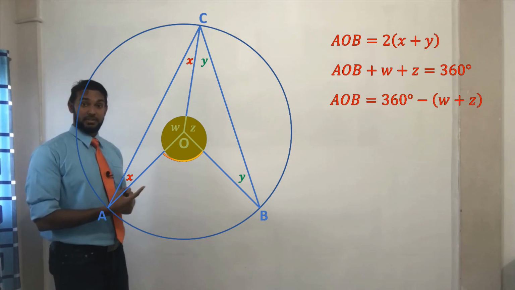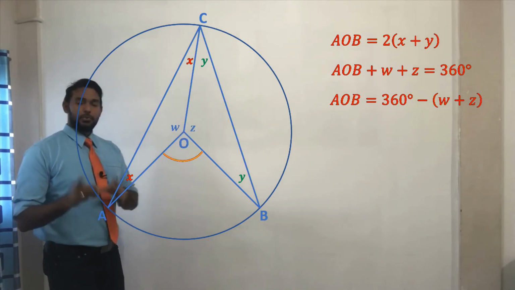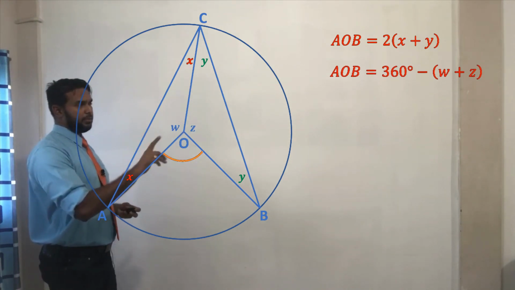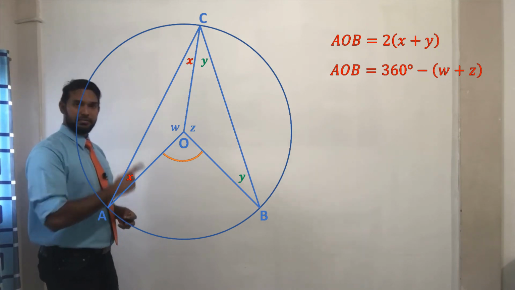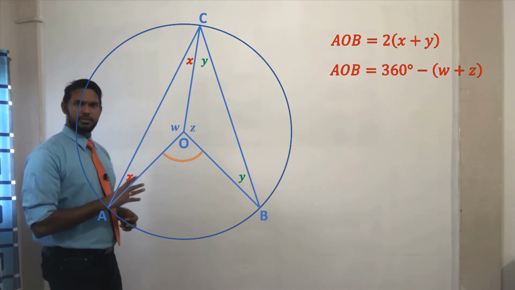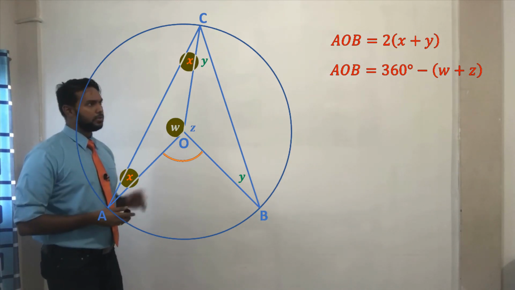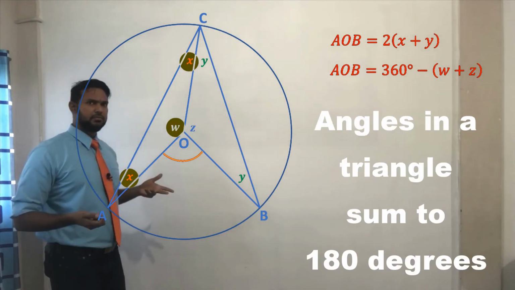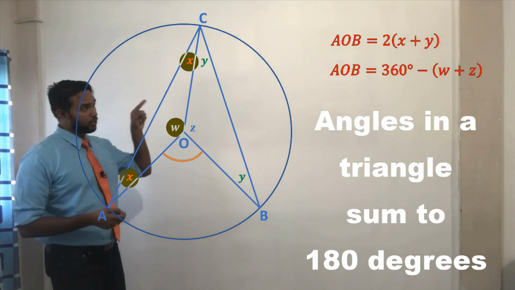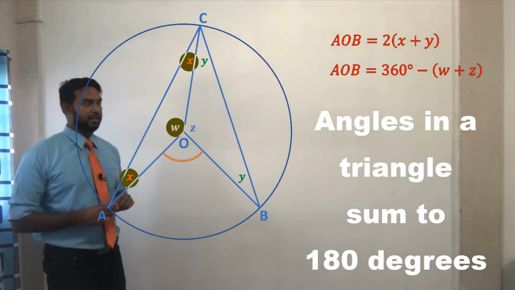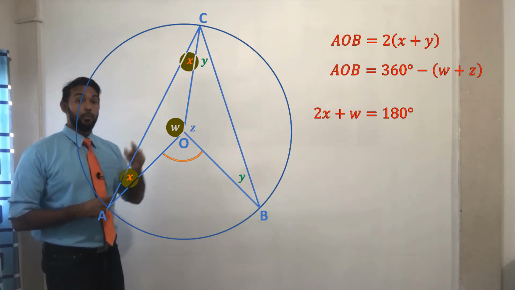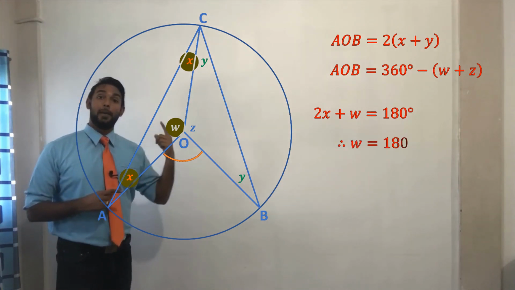Now we need W and Z. All right. So one thing at a time. W is in the triangle on the left-hand side. That's AOC. And we have three angles in that triangle, X, X, and W. So if we add up all these three angles, what are we going to get? 180 degrees. So 2X plus W is 180, which means that W is 180 minus 2X.